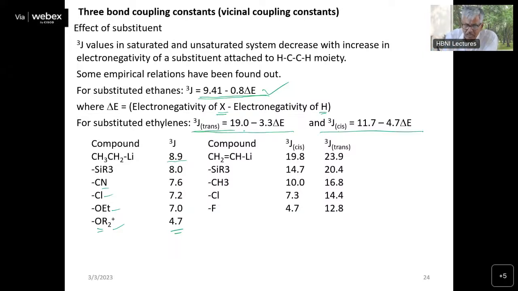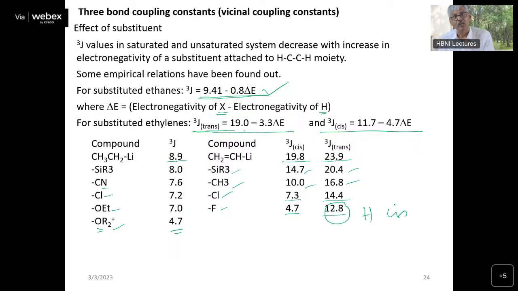You can see here also, if you put an electropositive substituent, the cis coupling is now almost 20 hertz, and trans is almost 24 hertz. For silicon, it is 14.7 and 20.4. For alkyl, it is 10 and 16. Now, if you put halogens, you see that they have decreased. For chlorine, it is now 7.3 cis and trans is 14.4, and fluorine is 4.7 and 12.8. These values are for a cis compound with hydrogen.